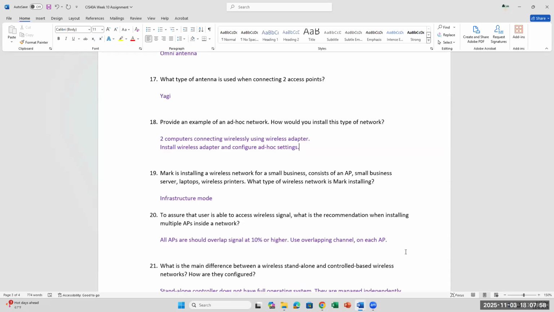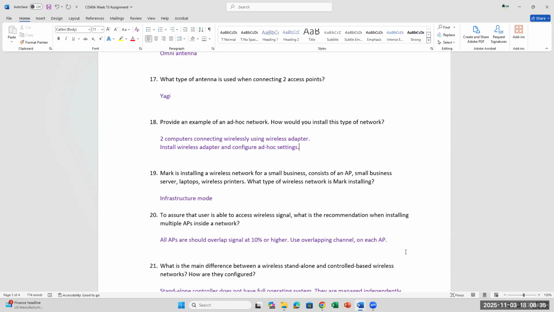For 20, to ensure that the user is able to access the wireless signal, what is the recommendation when installing multiple access points inside the network? Usually, if you have a large wireless network, you will have multiple access points. In addition, for security purposes, you should have multiple access points. For example, if I run a hotel, I would have one access point for the guests who are staying at my hotel and one access point for my employees that are working at the hotel, right?